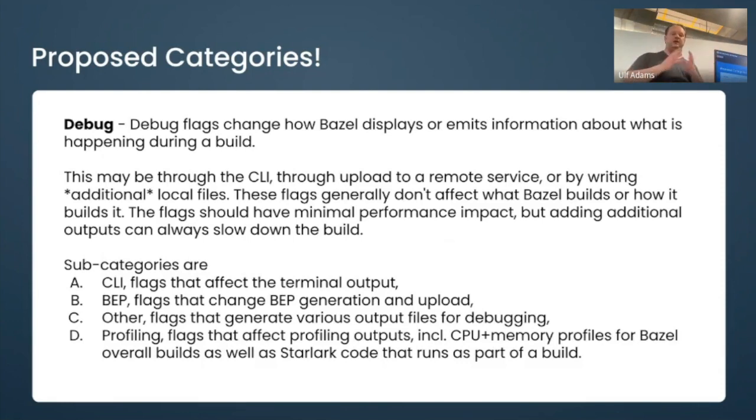And then we have another subcategory of profiling. Flags that affect profiling outputs. Bazel has quite a bit of profiling infrastructure. It can generate a JSON profile, which you can load into Chrome or other tools to look at exactly what's going on during a build. And you can also profile Starlark code that runs as part of the build.